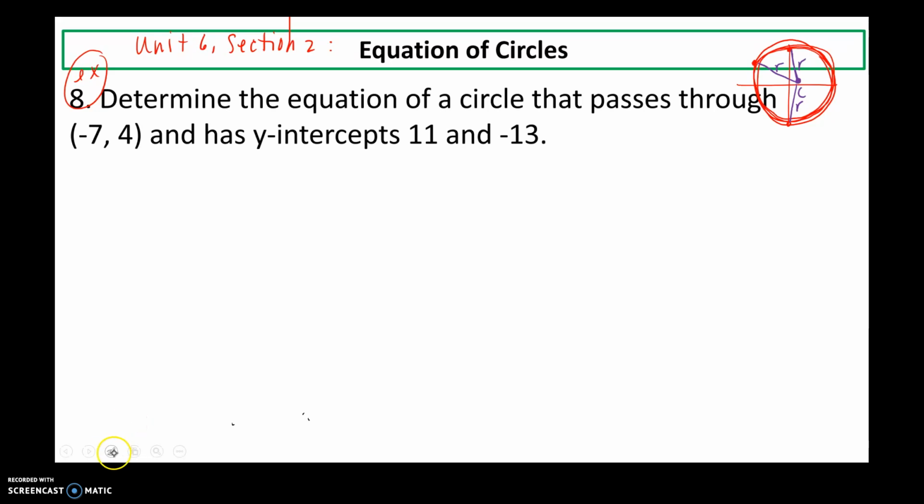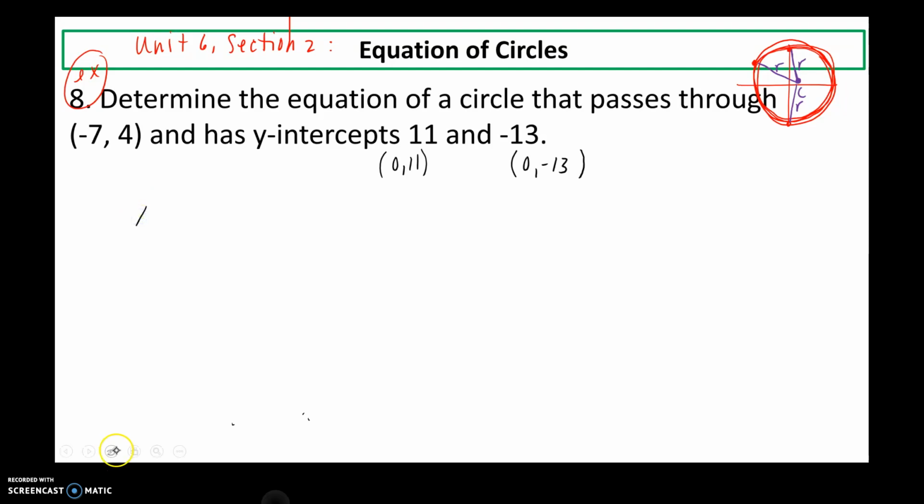So what we can do with this is take two of the points that are given and plug them into our general form of the equation of a circle. So y-intercept of 11 would correspond to the ordered pair 0, 11. This would correspond to the ordered pair 0, negative 13. So I'm going to plug that in.